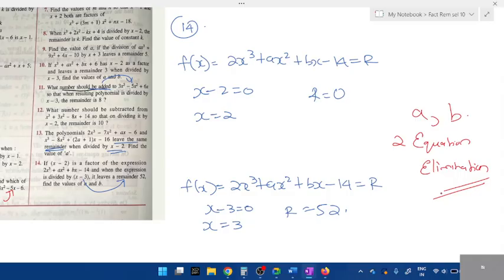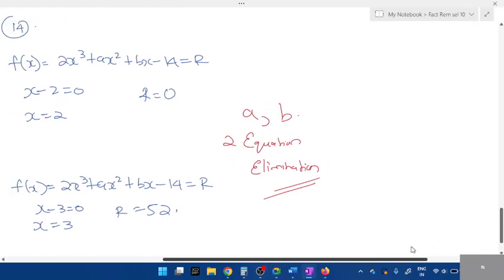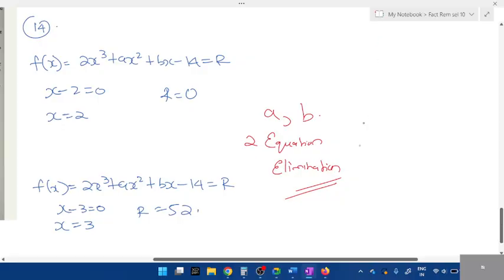Completed? Don't solve it now, student. Do it for homework. All of you have made a note. So I've written everything. Complete this. Find the value of a and b.